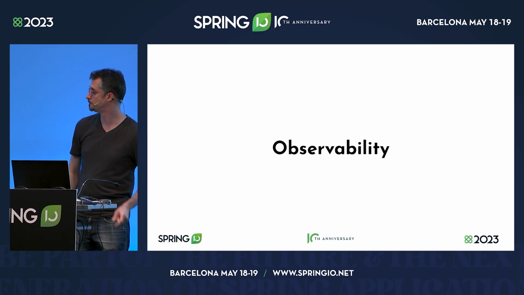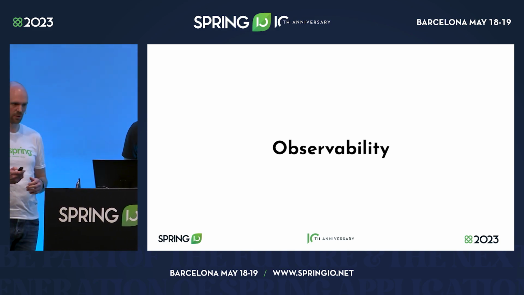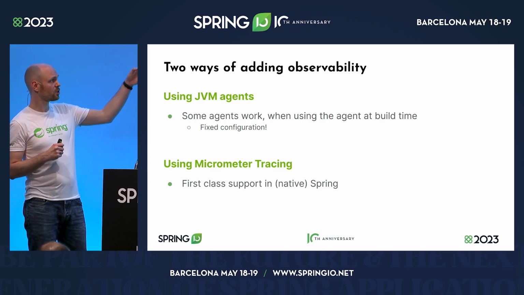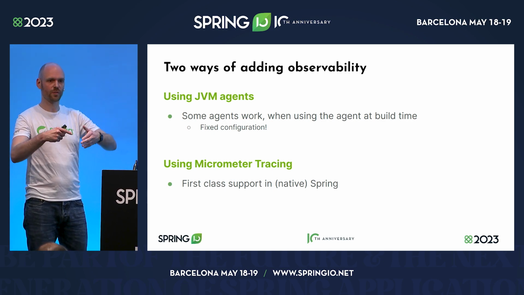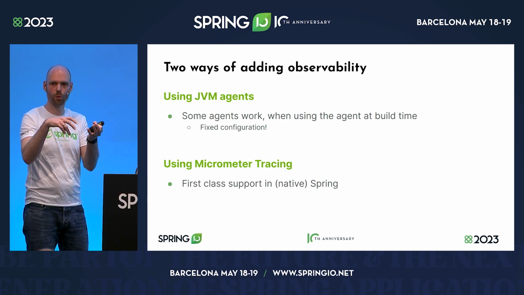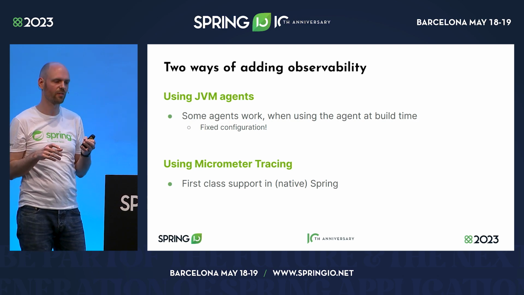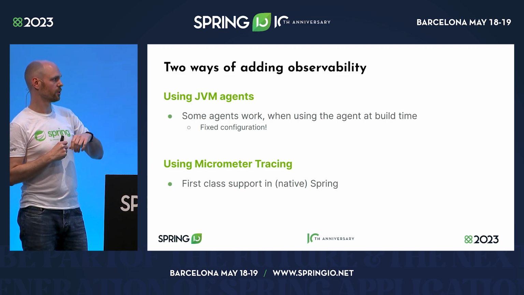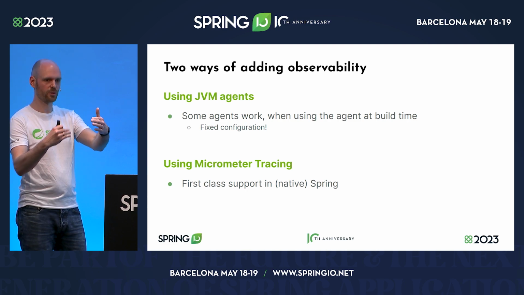Cool. Let's talk about observability, because there are some caveats. Normally you have two ways of adding observability. The first is using JVM agents. I attach a JVM agent, the agent does magic bytecode transformation, puts all the instrumentation probes inside your JDBC connectors and stuff like this, and then it starts reporting. And you can also use Micrometer Tracing, which is more explicit because you see it in your code.